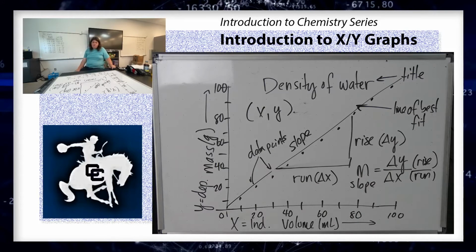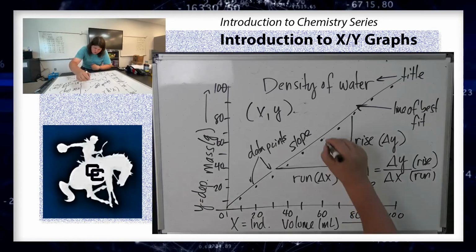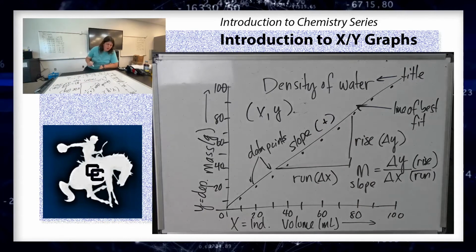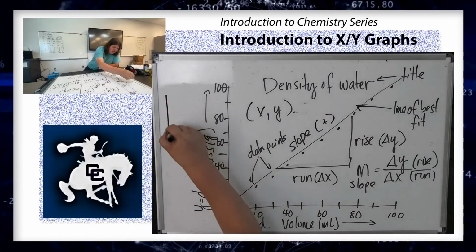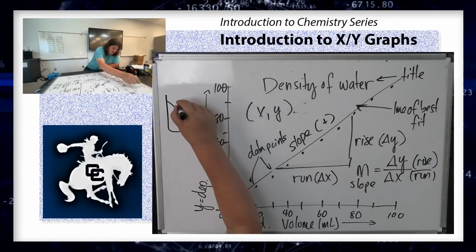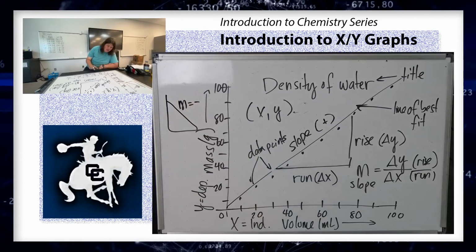By putting those two numbers in, we get both the sign of the slope, positive or negative, and what the slope is related to. In this case, our slope is positive, meaning the rise and the run both go up. If the graph looked more like this, with the graph going down here, the slope would be negative. This is what we call an indirect relationship versus a direct relationship.